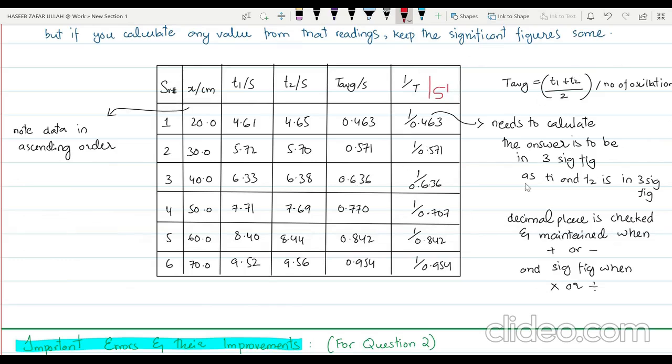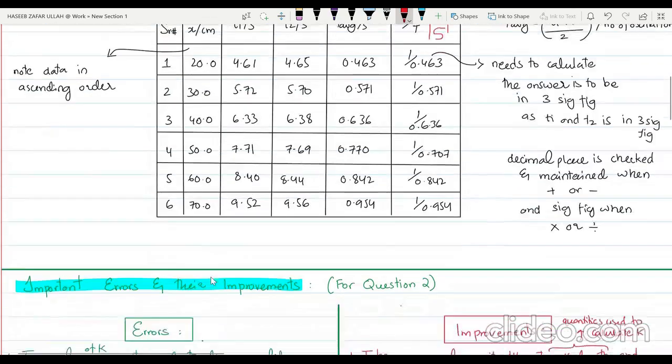So decimal places are checked and maintained when you are adding or subtracting, or you are just taking the reading, and the significant figures are maintained where you are calculating something from that reading. So this is for question one.